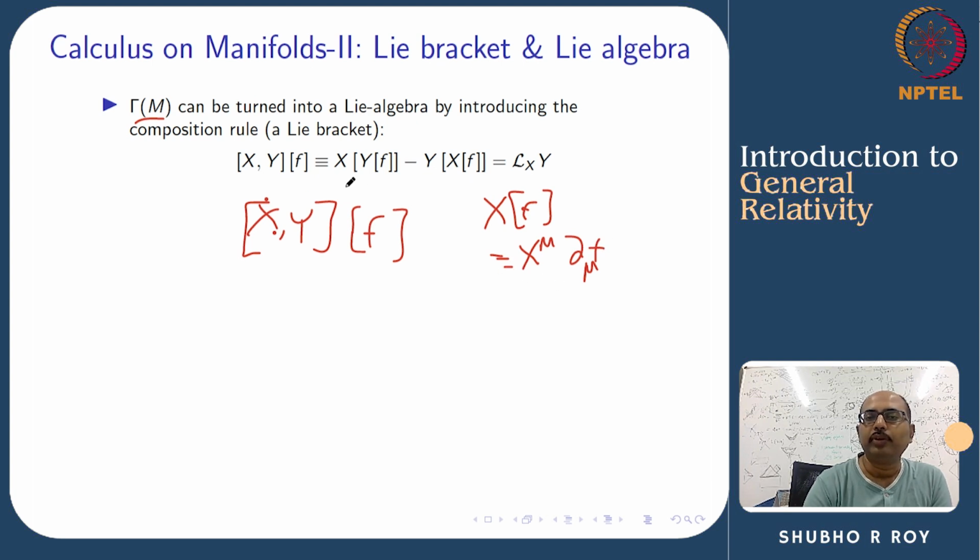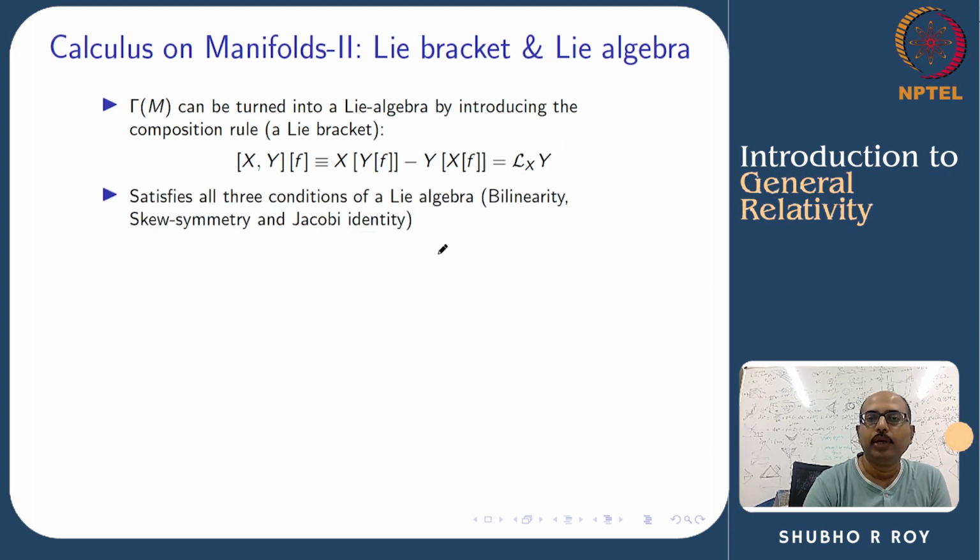Now, the Lie bracket is defined this way. The argument of X is now Y(f). Remember, Y(f) is another function, so you have to feed it to X, and X is the differential operator which will act on that, minus the reverse order. First you compute X(f), which is a function, and then feed it to Y. This difference you work out, and it turns out this is the same as L_X of Y acting on f, I'm sorry, the Lie derivative of Y along X. So we can forget about this for the time being, but this definition is enough.